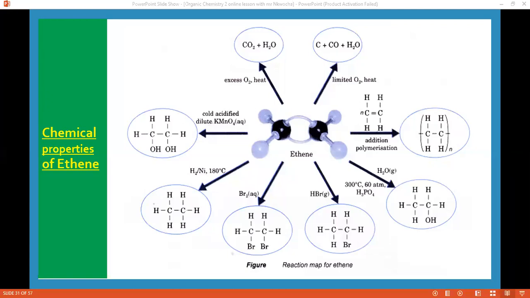So we have these charts. Now this chart is very, very unique. It's a very unique chart that we use in explaining all the chemical reactions of a thing.